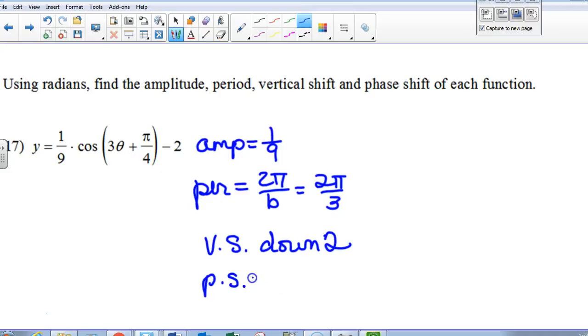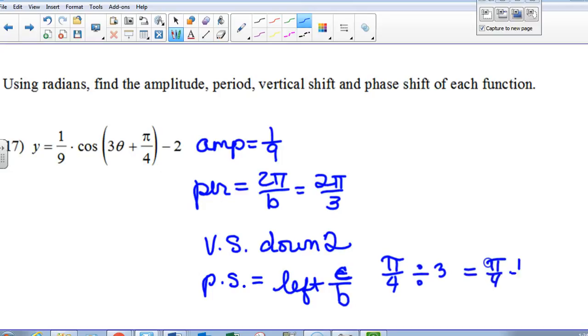No. It's left because it's plus, but it's c over b, which is pi over 4 divided by b, which was 3. So that becomes pi over 4 times 1/3, which is pi over 12. So it's left pi over 12. Because it's not in factored form. Yes. Yep. Absolutely.